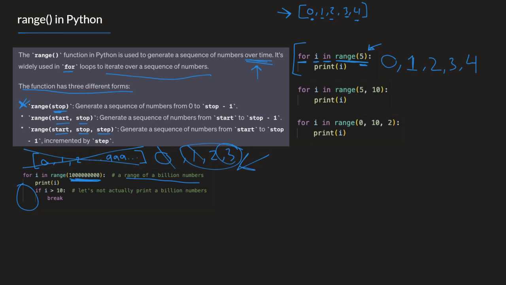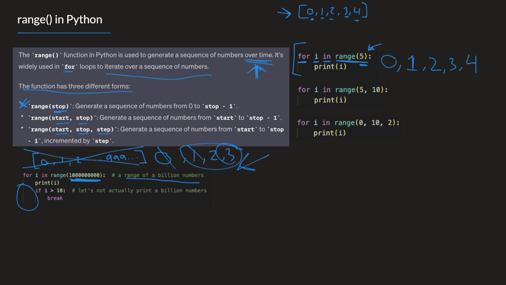And that's what it means when we say range is a function in Python that generates a sequence of numbers over time. It generates it on the fly. It generates it as needed for that specific iteration of the for loop.